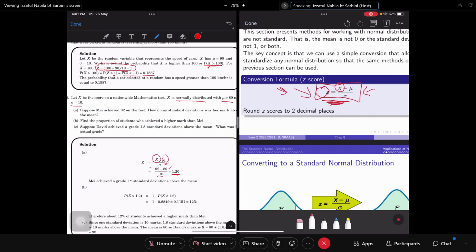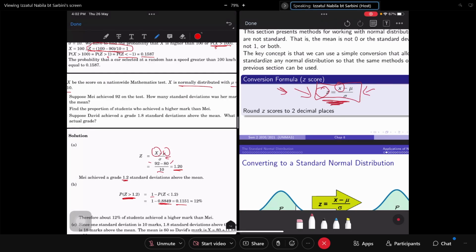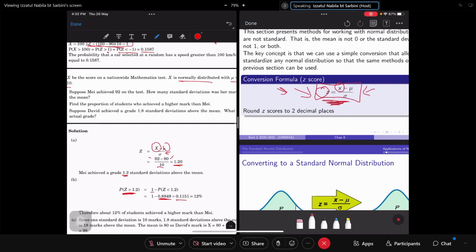Find the proportion of students who achieve a higher mark than May. We know that the Z score for May is 1.2. So we want to find the probability of getting more than 1.2. Okay, so more than, we have to minus from 1. So 1 minus 0.8849, which you get from the table, and then you will get 0.1251. So it's around 12% of students who achieve a higher mark than May.